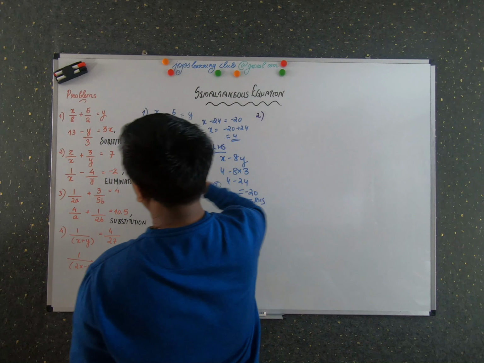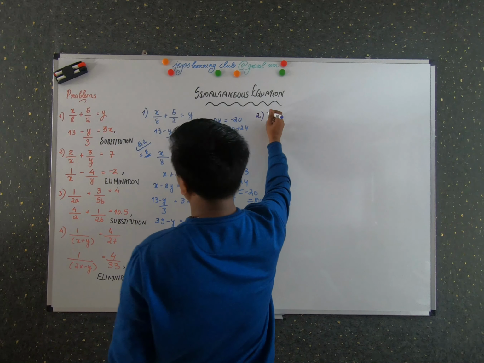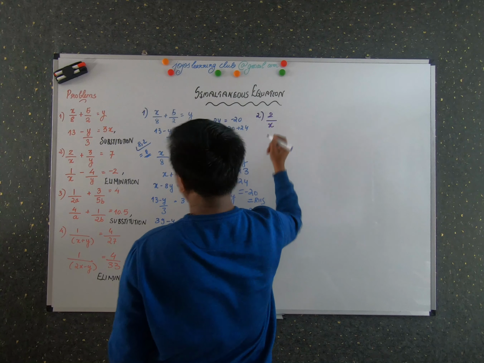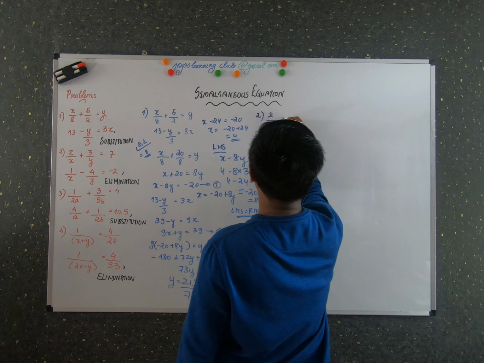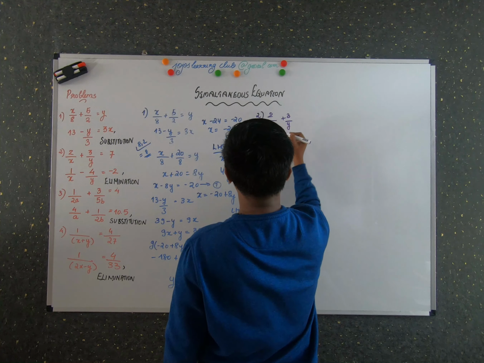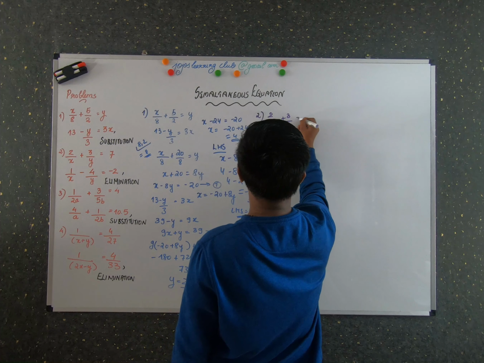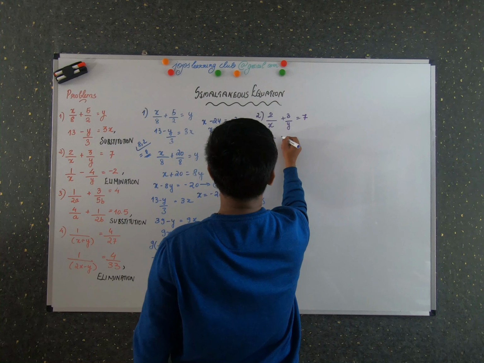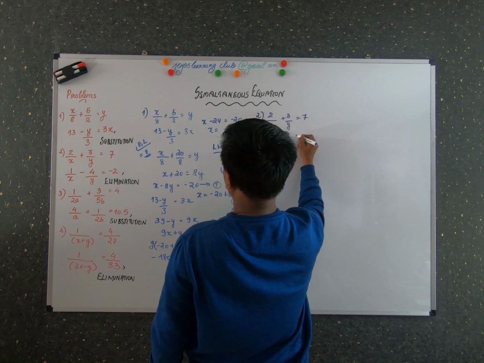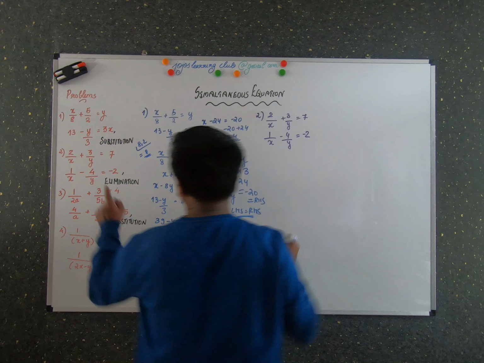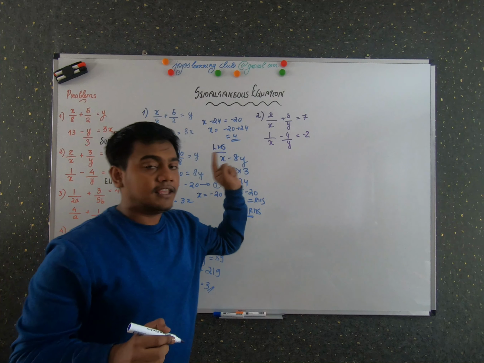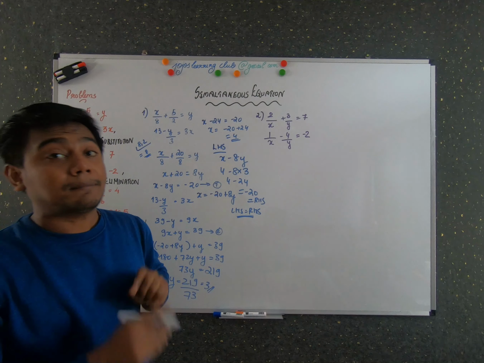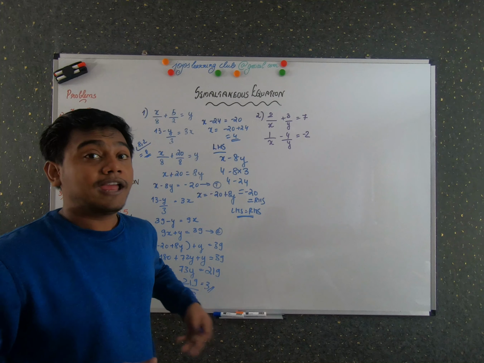Second problem. In this problem I'm going to do 2 by x plus 3 by y is equal to 7, and in the second equation, 1 by x minus 4 by y is equal to minus 2. Whenever you copy and write the questions, try to make no mistakes with the plus and minus signs, otherwise your answer may go entirely wrong.